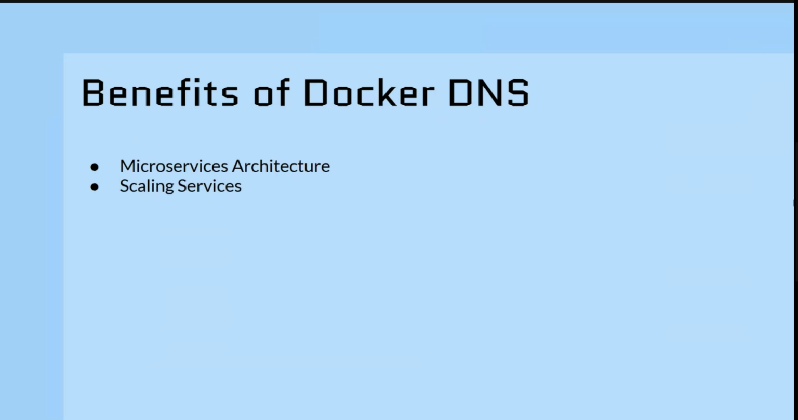Here are some scenarios where Docker's DNS excels: microservices architecture. With microservices, services like API and DB need to communicate seamlessly. If a container restarts or scales, DNS updates automatically, ensuring no disruptions.